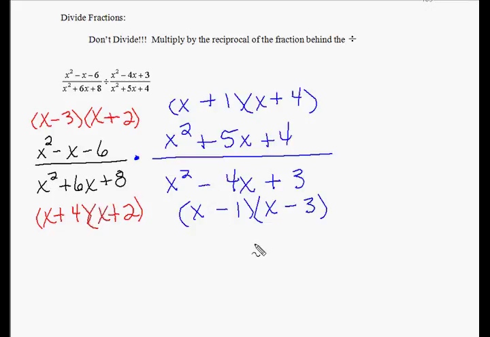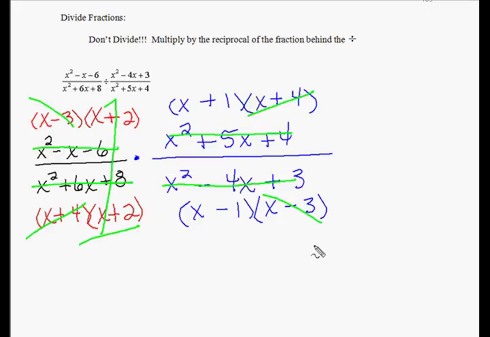Now I'm ready to reduce. You may want to just cross out these that you've reduced so they don't get in the way of what you're trying to see is left. And now I'm going to try and find a common factor in the numerator and in the denominator. Aha, I found my first victim. X plus 2 is in both the numerator and the denominator. I spy x plus 4. And then we have an x minus 3 and an x minus 3.